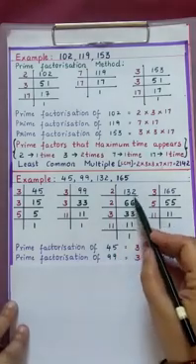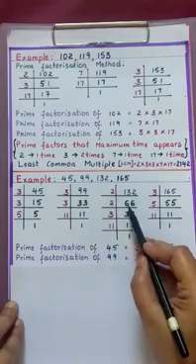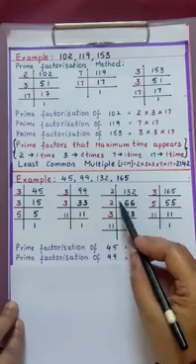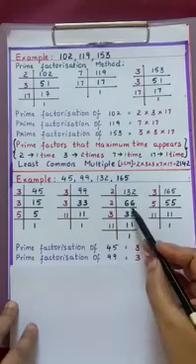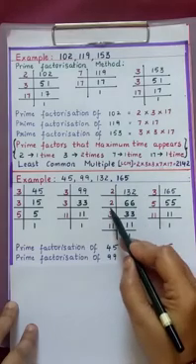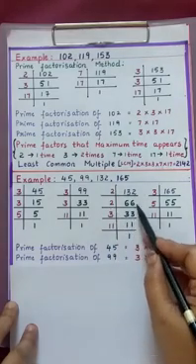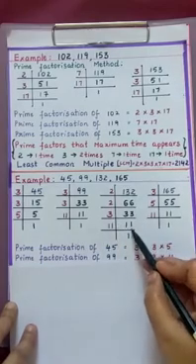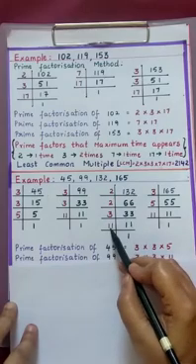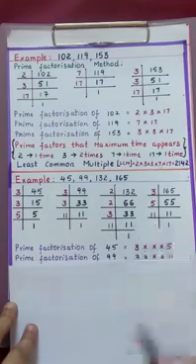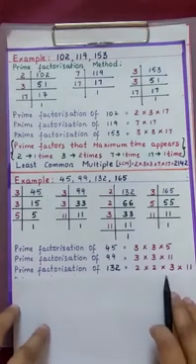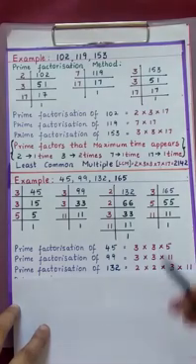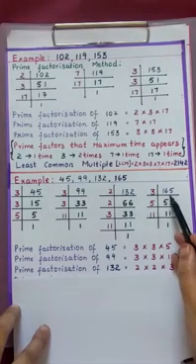132 is an even number, which is divisible by 2. So 2 6s are 12. One remainder will come. We'll bring down 2. Again 12, 2 6s are 12. So 2 66s are 132. Again 66 is an even number, which is divisible by 2. So 2 33s are 66. This 33 is divisible by 3. So 3 11s are 33. 11 is a prime number, which is divisible by itself. So 11 ones are 11. So the prime factorization of 132 is 2 into 2 into 3 into 11. I have written it here.